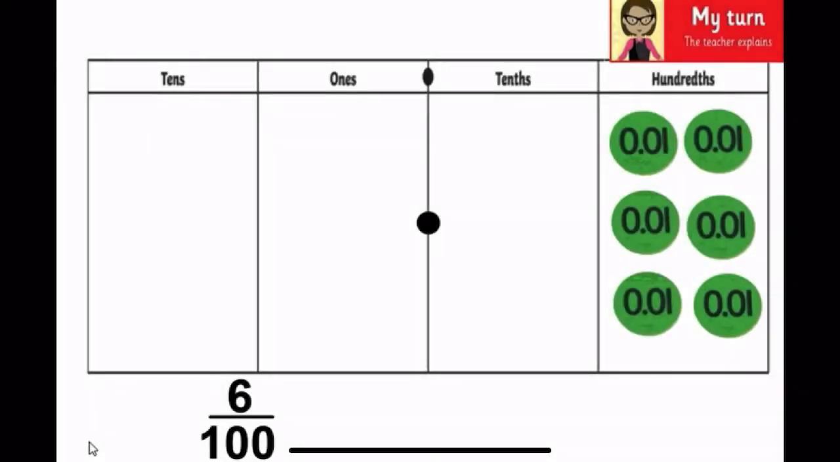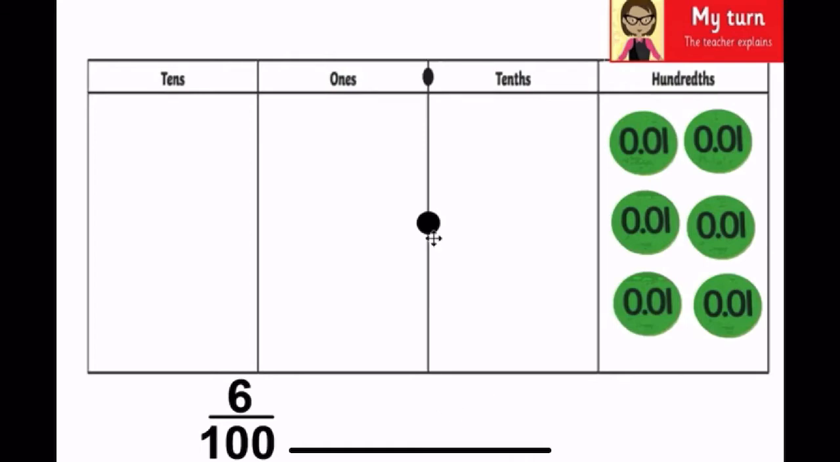So I'm going to do another My Turn now, and here we can see we've got 6 place value counters in the hundredths column. As a fraction, that would say 6 hundredths, but I want to think about how to write it as a decimal. So I think I'm getting the hang of this now.